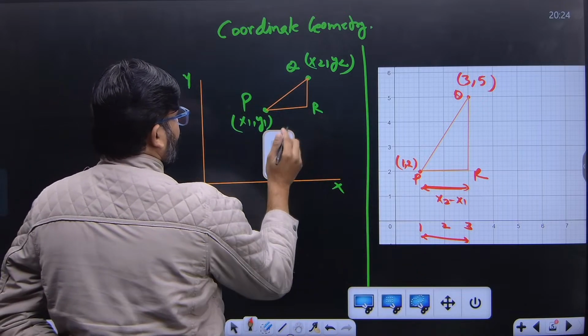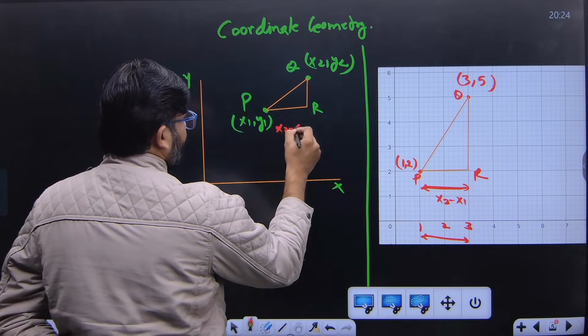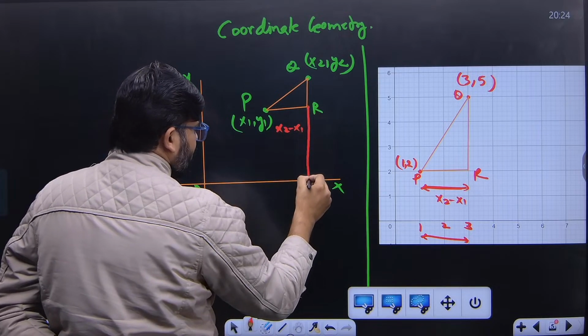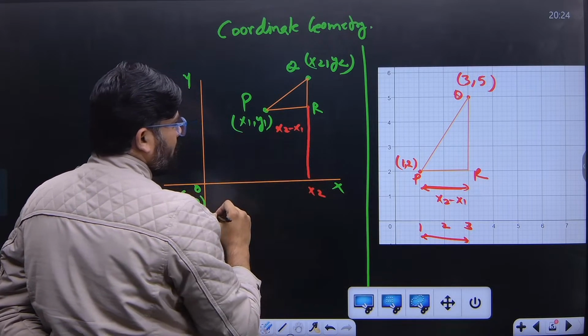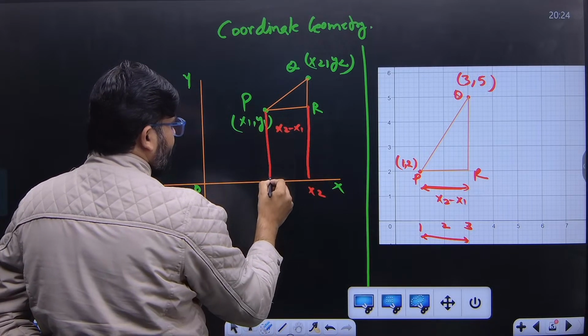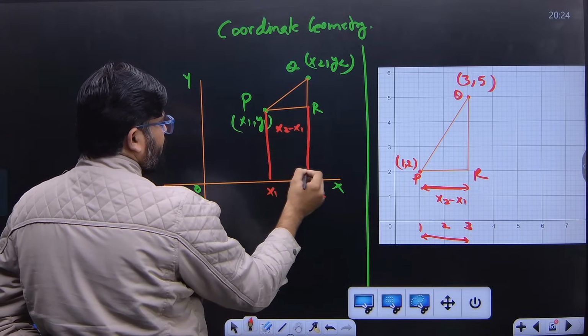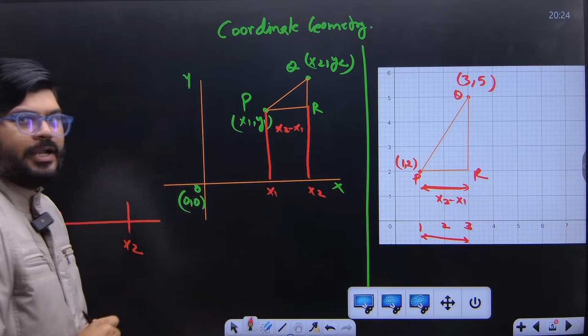Yes, sir. Okay, any doubt? So this is going to be x2 minus x1. Why? Because this point is x2, right? And this point is going to be x1. So what is this distance? x2 minus x1. All right.